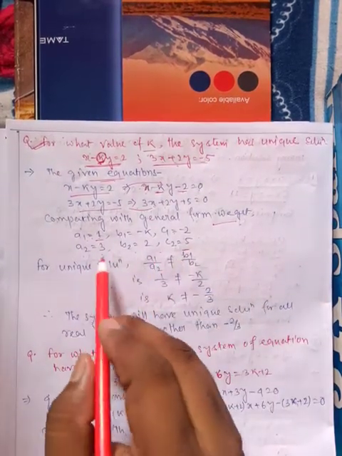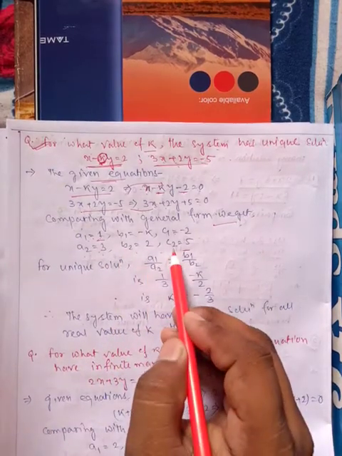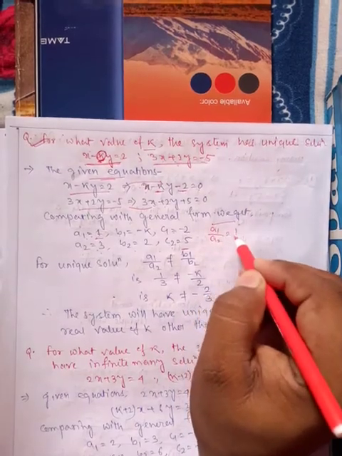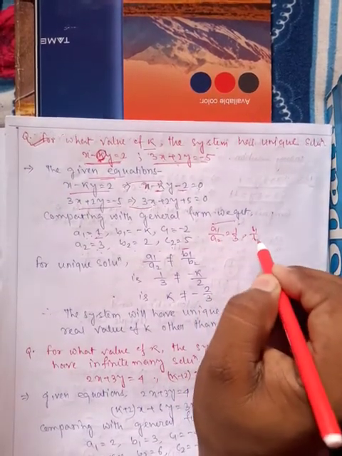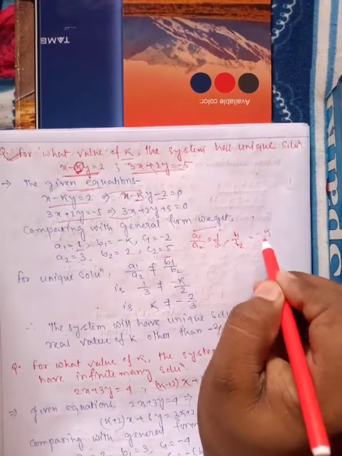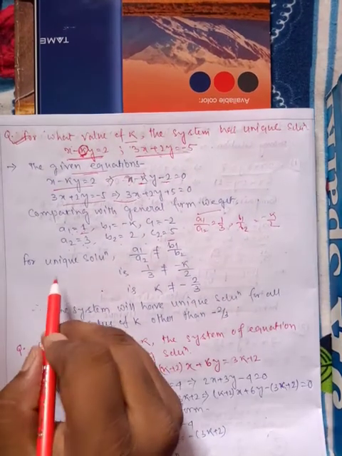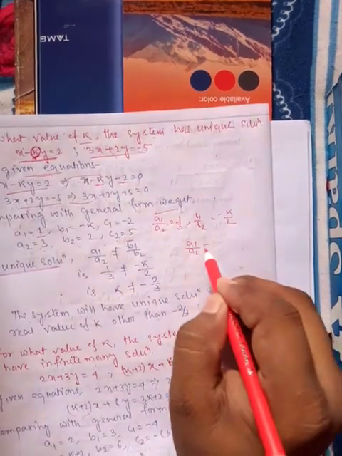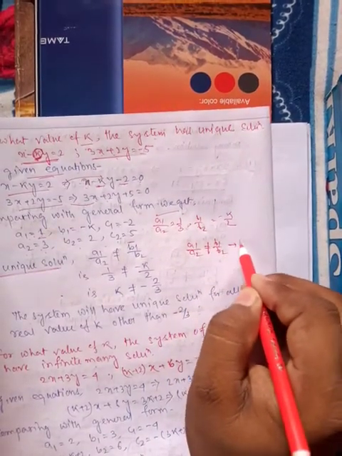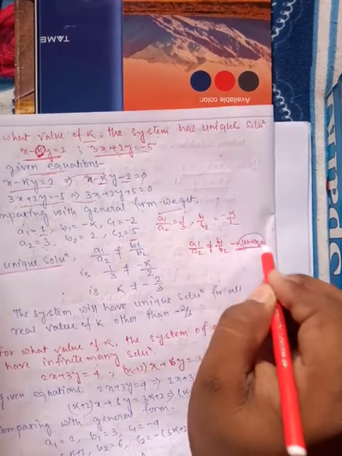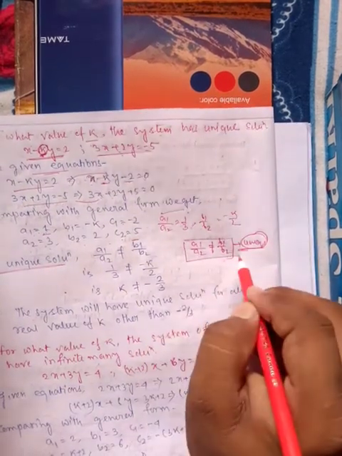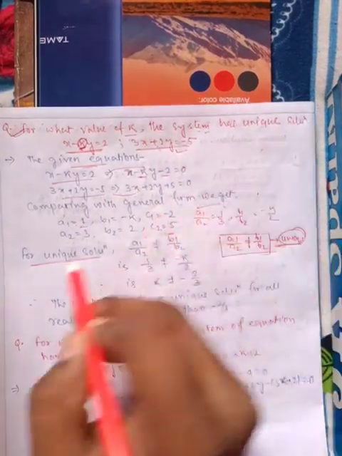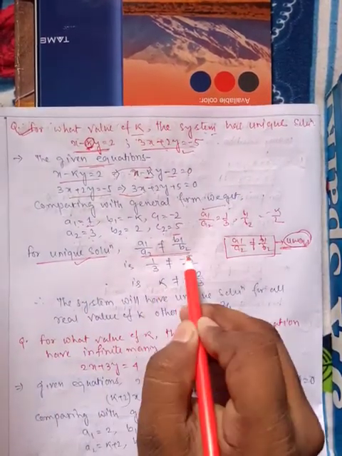Now find a1 by a2, b1 by b2, and c1 by c2. So a1 by a2 equal to 1 by 3 and b1 by b2 equal to minus k by 2. Now you know that for a unique solution, when a1 by a2 is not equal to b1 by b2, you get a unique solution. As it is given that this system has a unique solution, you have to satisfy this condition.